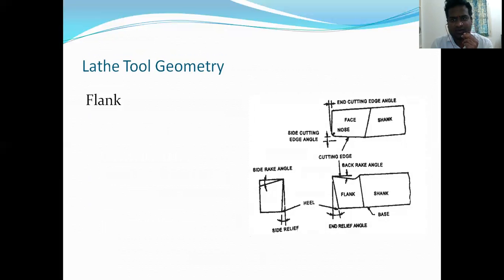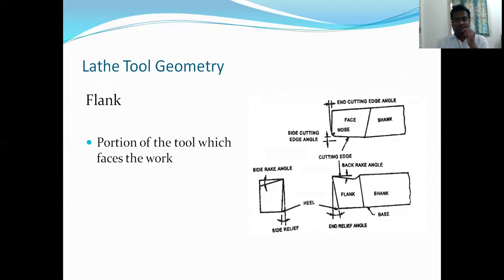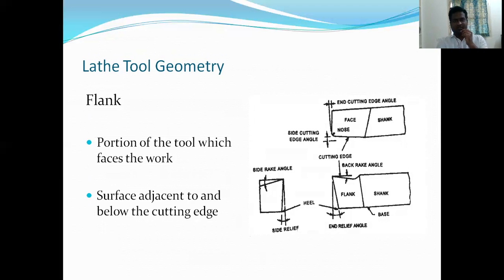Flank. The flank is the adjacent side to the shank. It is the portion of the tool which faces the work, right? One of the important points is that it faces the workpiece. While doing the operation, it is touching the workpiece. While doing this operation, the cutting edge is here, the point is here, and the operation is performed. This flank faces the workpiece.